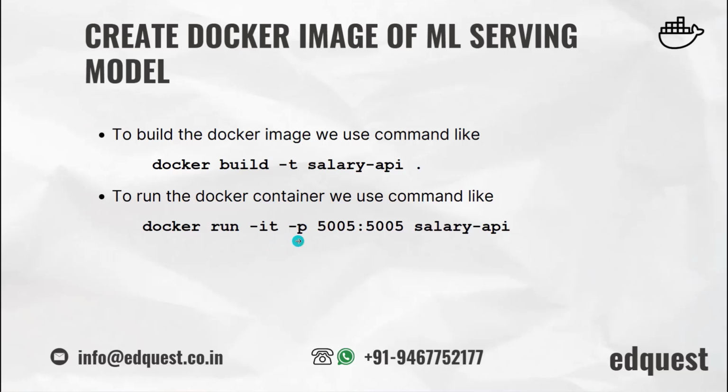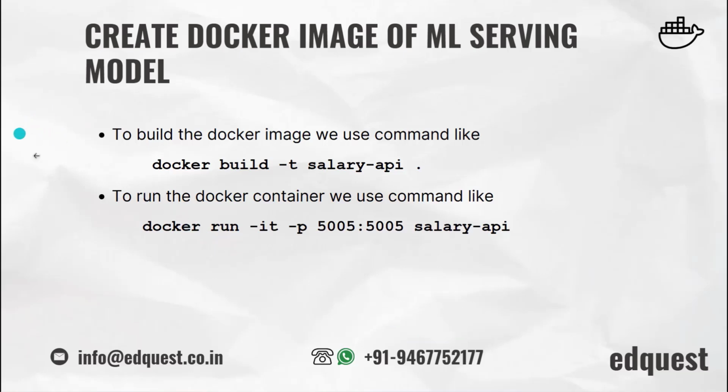-p 5005:5005 is the port mapping between your machine and the container. The left side is the host port and the right side is the container port. So your API running inside the container on port 5005 is accessible on localhost:5005. salary-api is the name of the image you are running, which you built earlier.